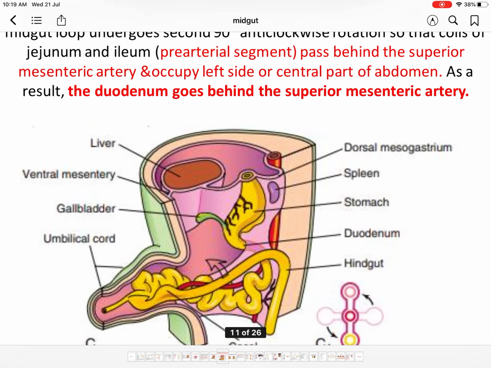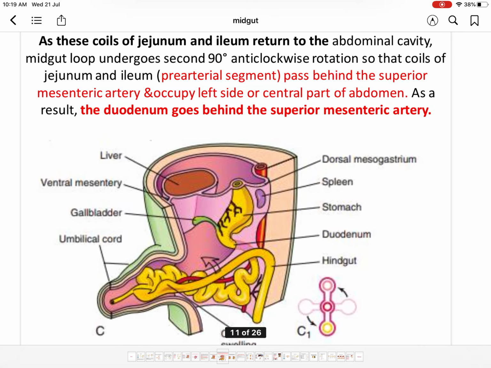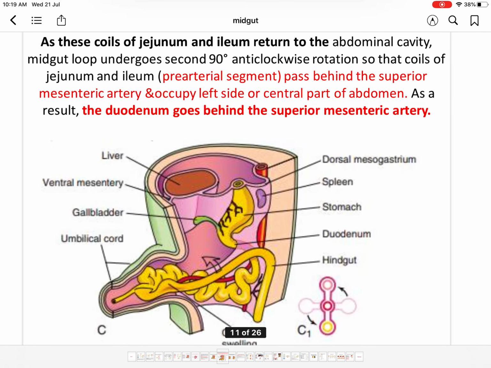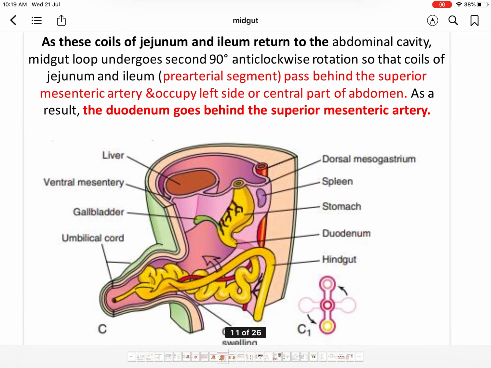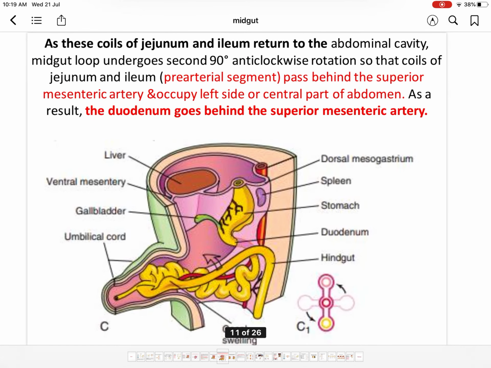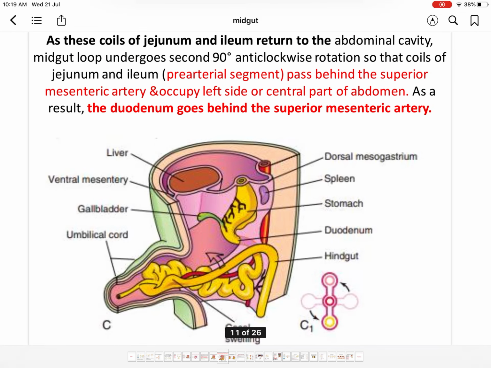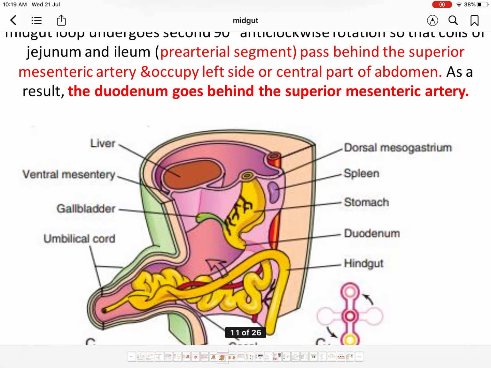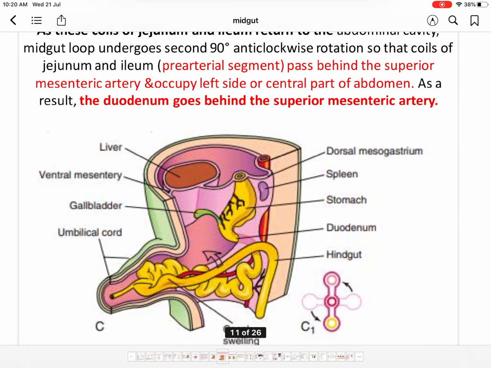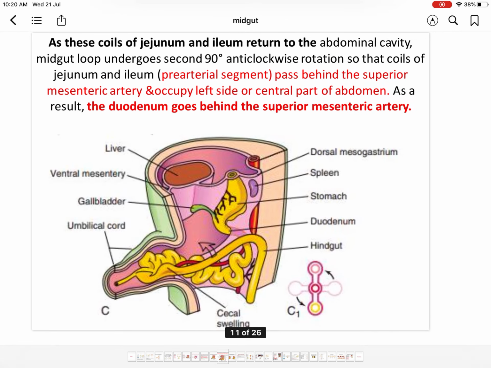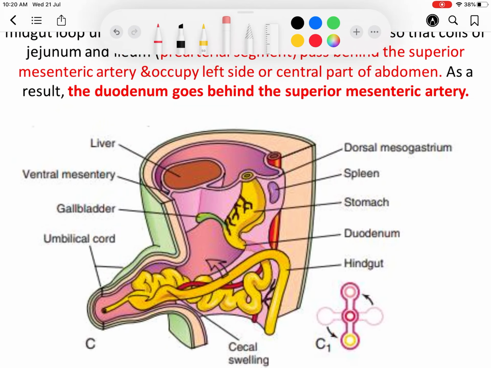Now after the 10th week, the abdominal cavity has enlarged, the growth of the liver is not so much as compared to before, and the mesonephric kidney is also regressing. That's why the abdominal cavity is enough to accommodate the midgut loop. So this is the time of retraction. The rest of the 180-degree rotation occurs during the retraction of the midgut loop, or during the return of the midgut loop into the abdominal cavity.